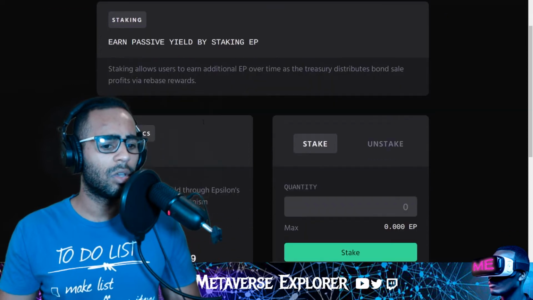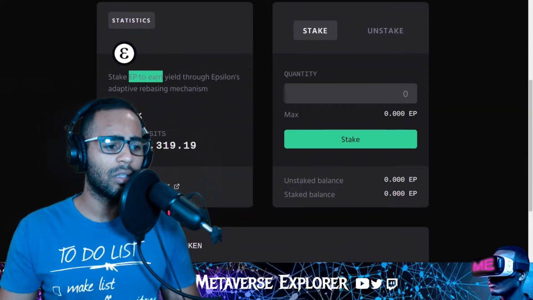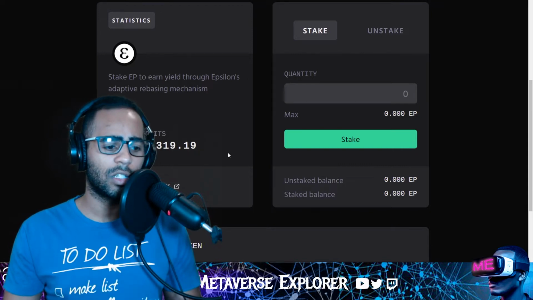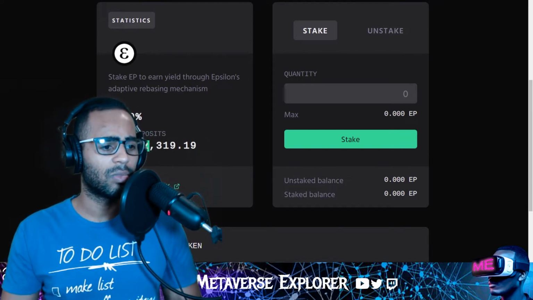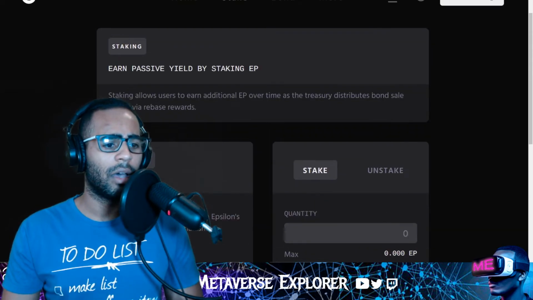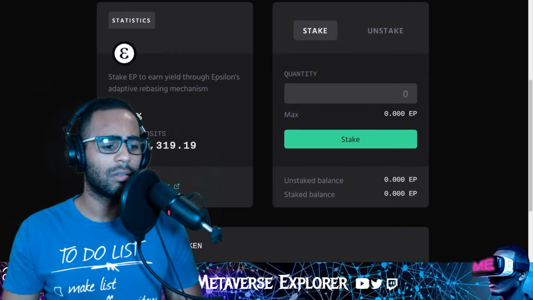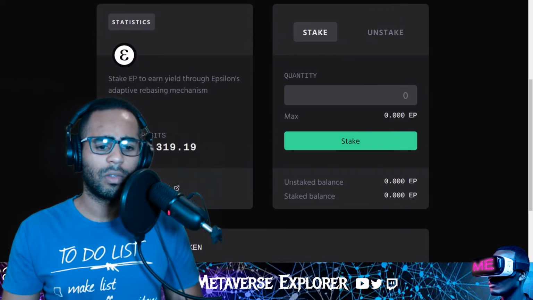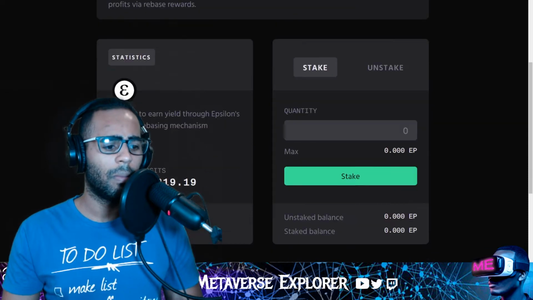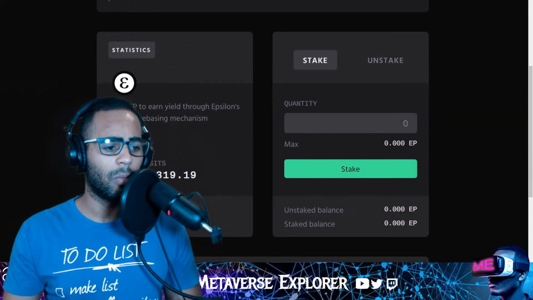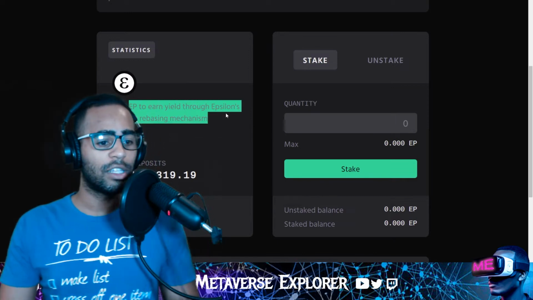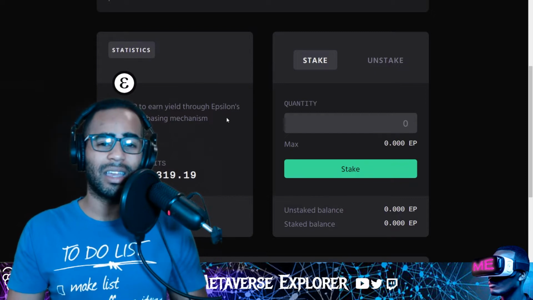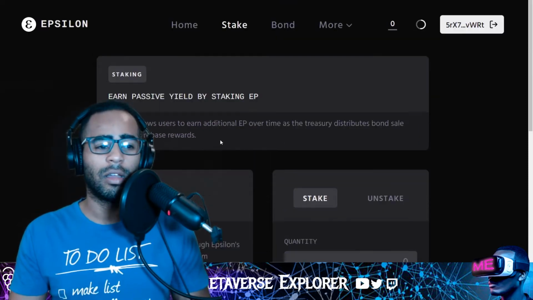You can stake. So you can stake EP tokens to earn a yield. And the deposits so far are $6.7 million, which is pretty cool. And you can get EP on Atrix as well. I don't think this is on mainnet still. That's weird that you can get it on Atrix. But I don't know where this APY comes from. Where does it come from? You stake EP to earn yield through Epsilon's adaptive rebasing mechanism. So this sounds like an Olympus DAO fork at the moment.